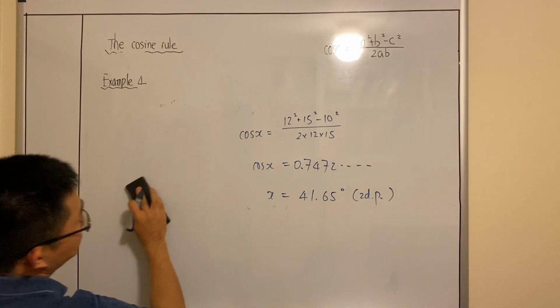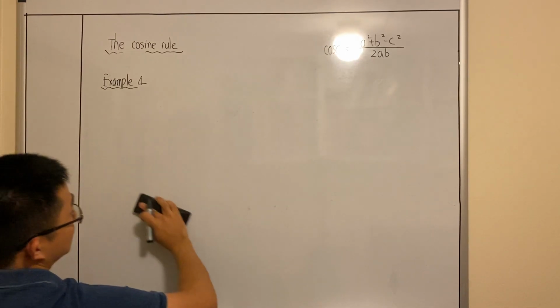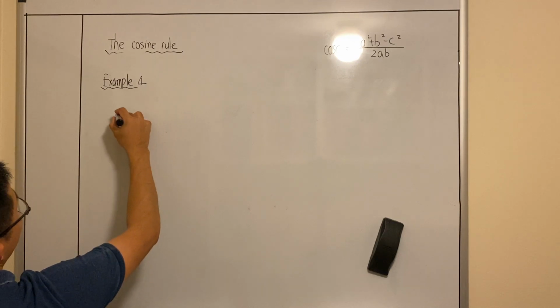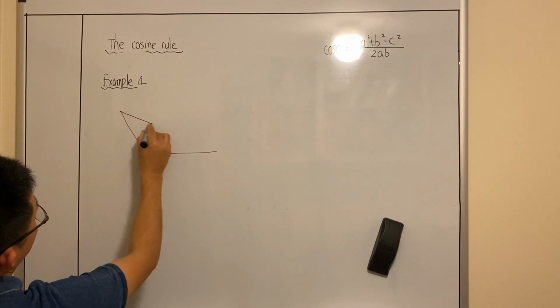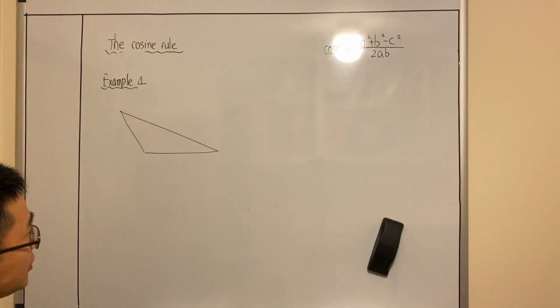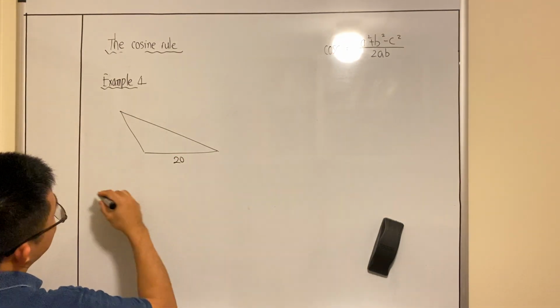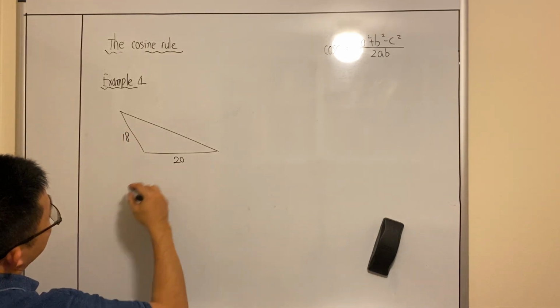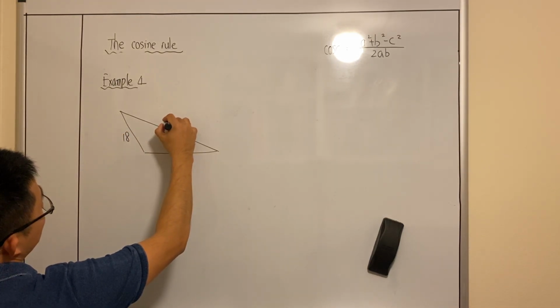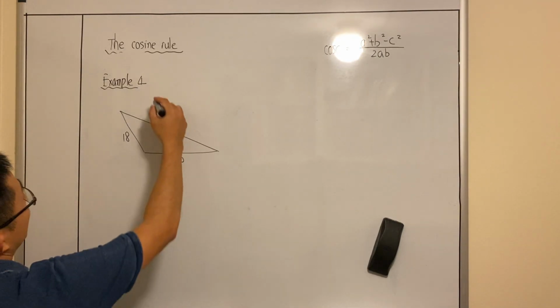All right, example 4. Say for example, I have a triangle like this. Now previously, if you want to find the area of the triangle, you have to use either half BH or half AB sine C. But this time, let's just say we have a 20 here and an 18 here, and then that is equal to 27. And then the question asks you, find the area of the triangle.